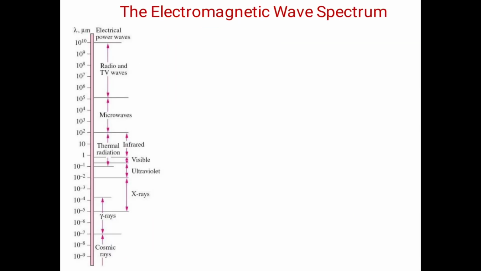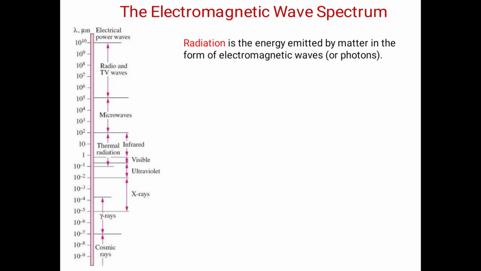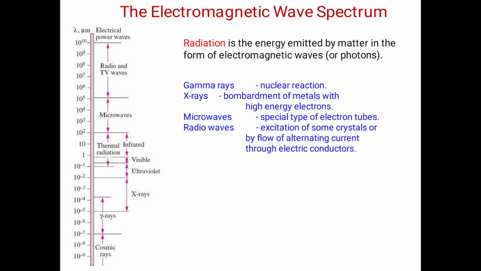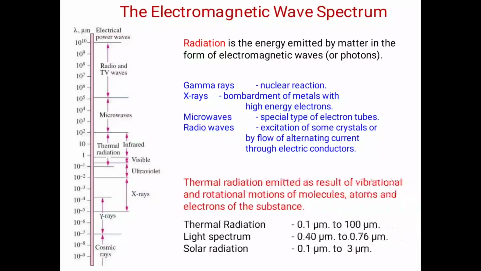It is an electromagnetic wave spectrum. Radiation is the energy emitted by matter in the form of electromagnetic waves or photons. It is also called photons. Gamma rays come from a nuclear reaction. X-rays come from the bombardment of metals with high energy electrons. Microwaves come from a special type of electron tubes. Radio waves come from excitation of some crystals or flow of alternating current through electric conductors.